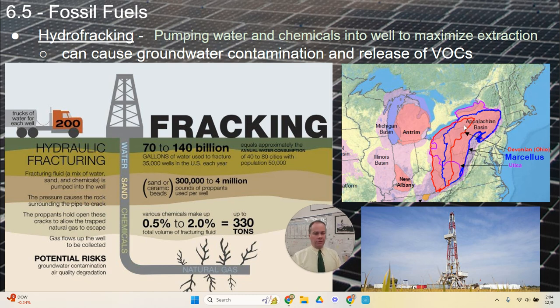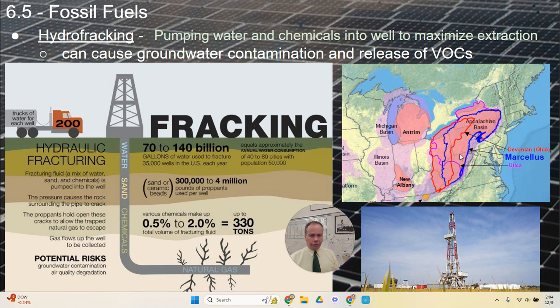It's used extensively in the Appalachian Mountains. It's used extensively in Pennsylvania, where there's large amounts of gas trapped in this Marcellus shale is what it's called. And so it's been increasing, and it's actually really increased the production of natural gas in the United States because we started using hydrofracking to access these gas deposits.